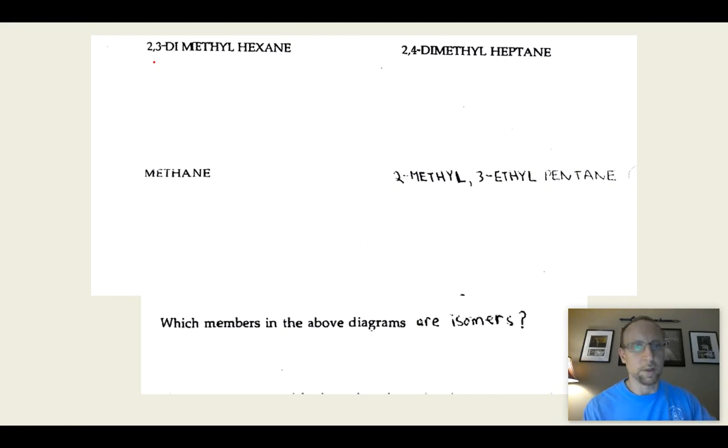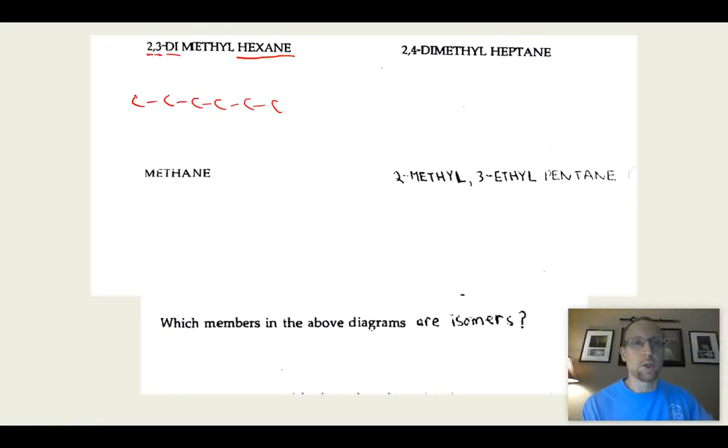So let's take a look at this. 2,3-dimethylhexane. So let's keep going the same way we've been doing. First thing we want to do is draw the main chain, the parent chain, hexane. 1, 2, 3, 4, 5, 6. Hex. Now, there are 2 methyl groups. That's what the di means. There's 2 methyl groups. So where do I put them? Well, it tells you exactly where to put them. One's on the 2 carbon, one's on the 3 carbon.